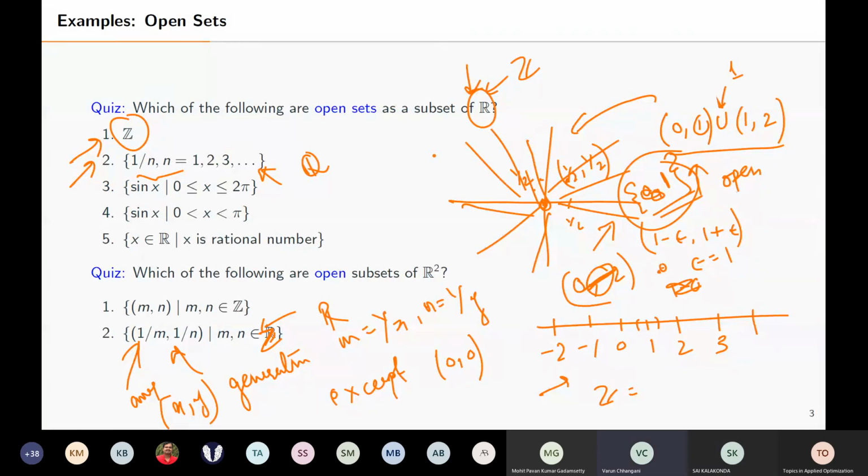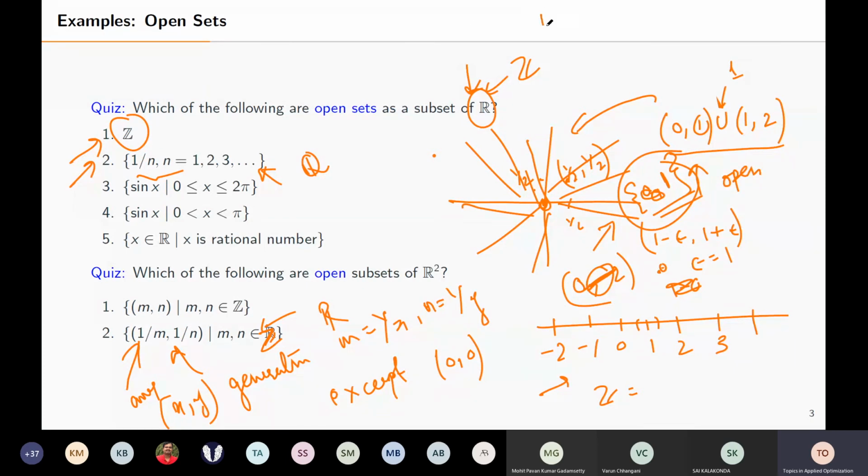Yes, right. So you think all points are interior points, right? Like if we consider the 1/n set where n is in Q, it would be open, right? Yeah, so all points should be interior points. That's what I'm trying to say, right?